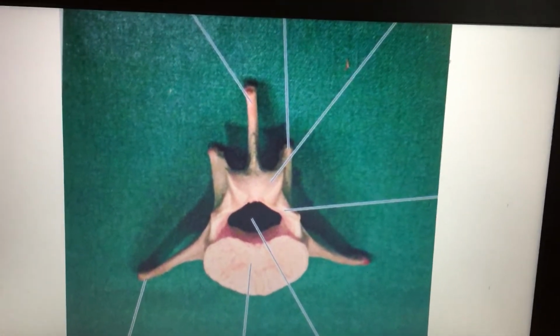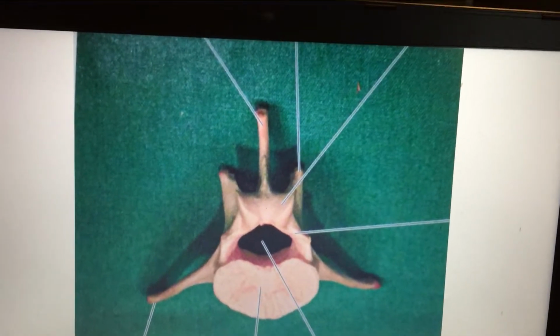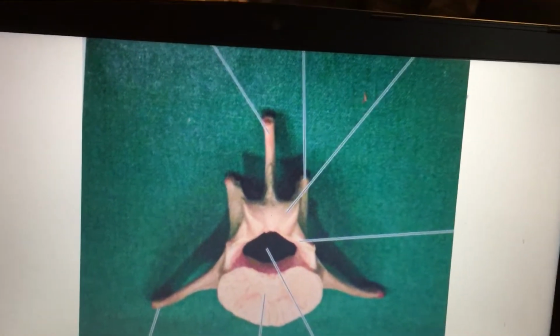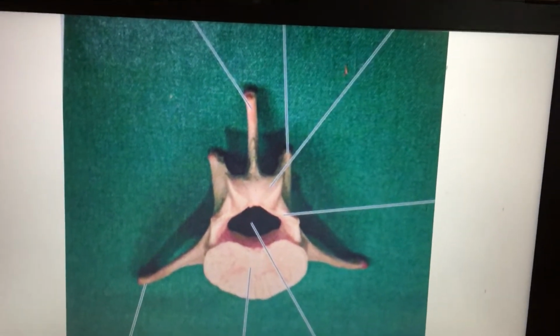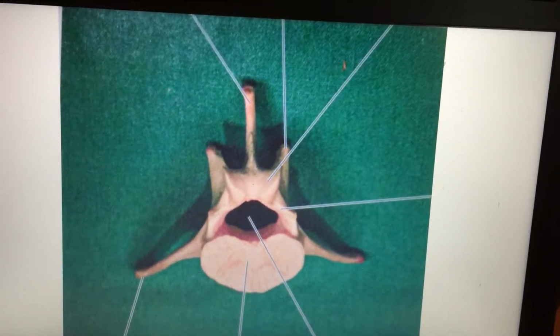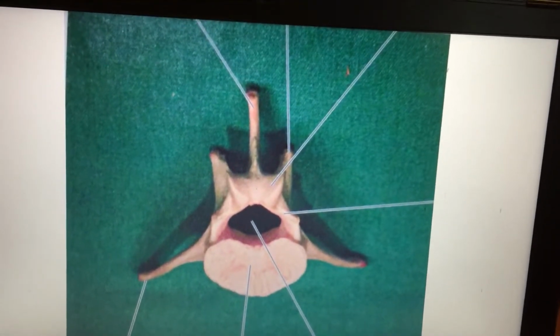Next is processes. So processes are all sorts of lumps, bumps, any projection on a bone. The head and condyles are actually joint forming processes, so they're kind of both. Others have rough or irregular surfaces, like this irregular bone of the vertebrae. And processes are where muscles or tendons attach to the bone.